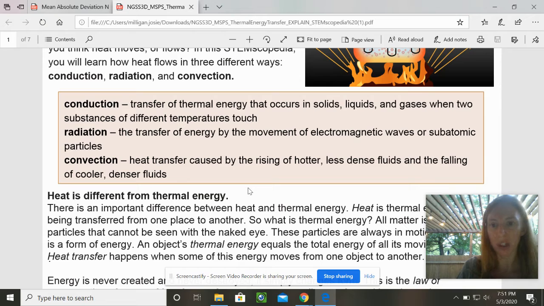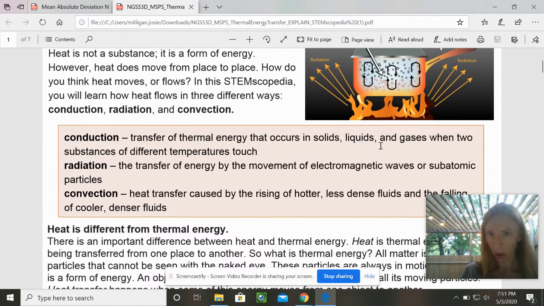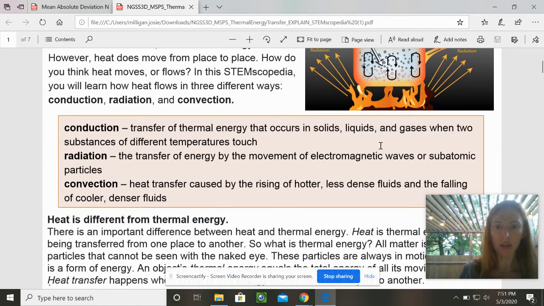Radiation is the transfer of energy by the movement of electromagnetic waves or subatomic particles. So radiation happens a lot, as you would think, with anything requiring heat. So it's an electronic that has heat. Maybe it's the sun that has heat. Anything that has radiant energy is a radiation. So if you look back up here in this picture, we had radiation happening from the fire. Convection is the heat transfer caused by the rising of hotter, less dense fluids and by the falling of cooler, denser fluids. So we will get to convection later as we go through.